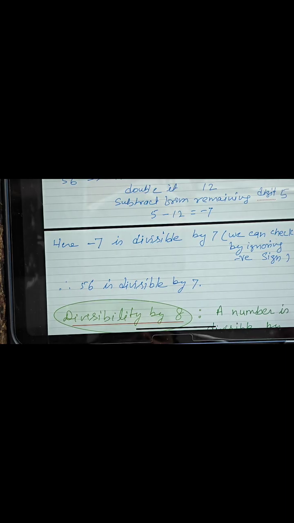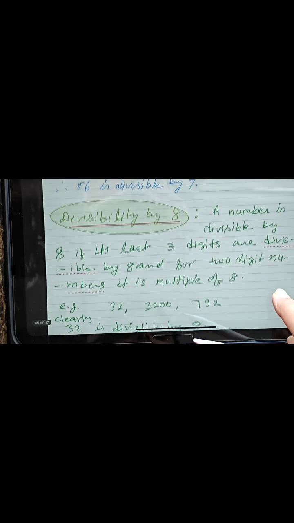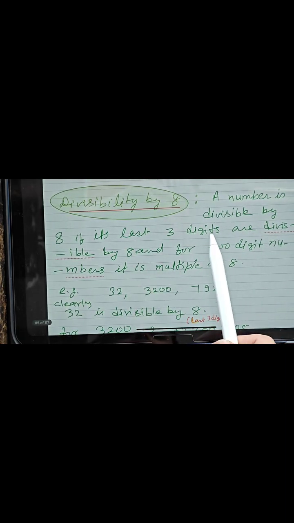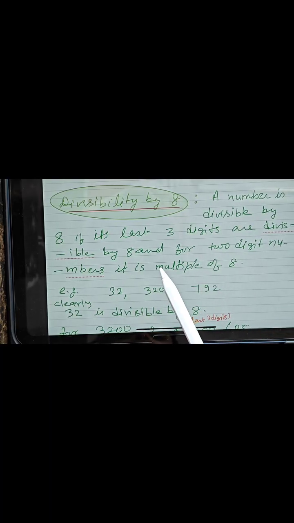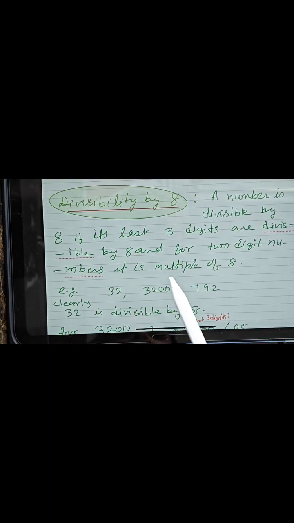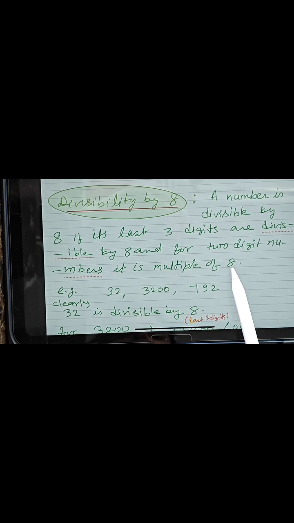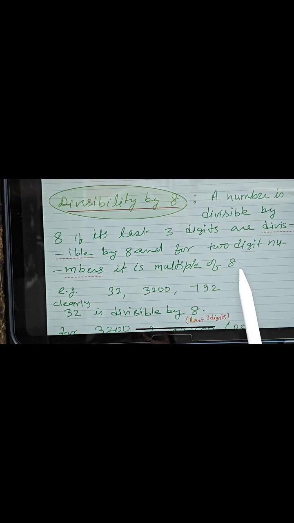Okay. Now come to the divisibility by 8. This is very simple. A number is divisible by 8 if its last 3 digits are divisible by 8, and for 2-digit numbers it must be a multiple of 8. For a 2-digit number, how will you check the last 3 digits? So it should be a multiple of 8, and if it is more than 2 digits, then the last 3 digits must be a multiple of 8.